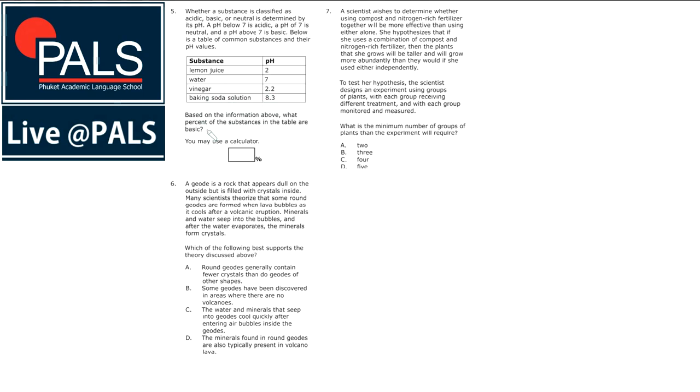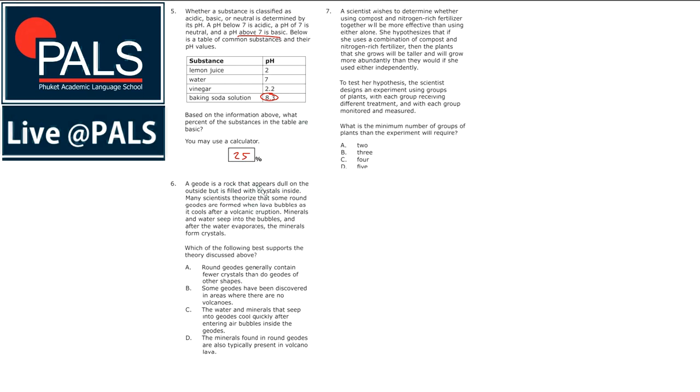Based on the information above, what percentage of substances in the table are basic? So above 7 pH is basic. The only one that is above 7 is 8.3. 1 out of 4 substances, that is 25%.